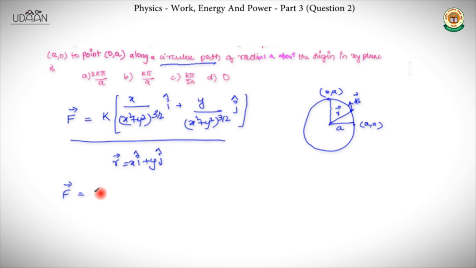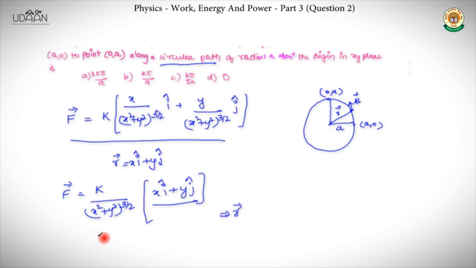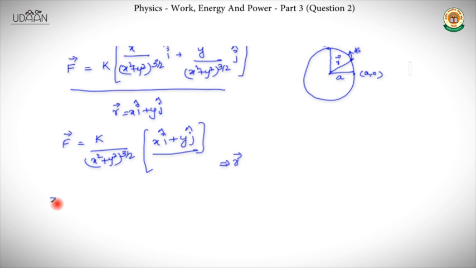So F bar is equal to, we will be taking (x square plus y square) whole power of 3 by 2 common, and this is xi cap plus yj cap. So as we assumed, xi cap plus yj cap is equal to r bar. So in the next step we can simplify this as F bar is equal to k by (x square plus y square) whole power of 3 by 2 into r bar.